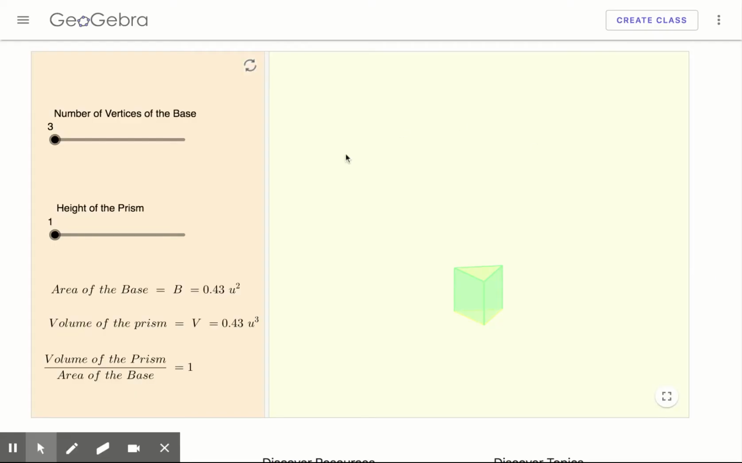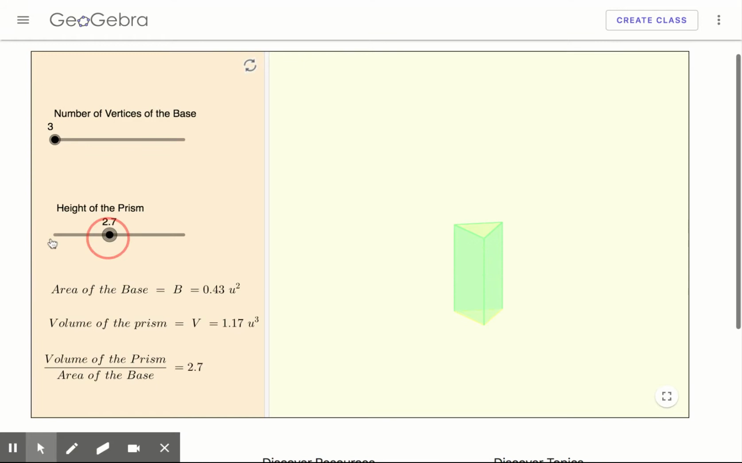I really like this GeoGebra visual because it explains how the volume for any type of prism will always be the base area times the height. If you look, right now I have a triangular prism. I can manipulate the height if I want to, so I can maybe give it a height of 3. And then you'll see down here, it's giving me the area of the base as well as the volume of the prism. No matter how I change the base of this prism, the volume divided by the area will always equal the height. Let's see how that works.